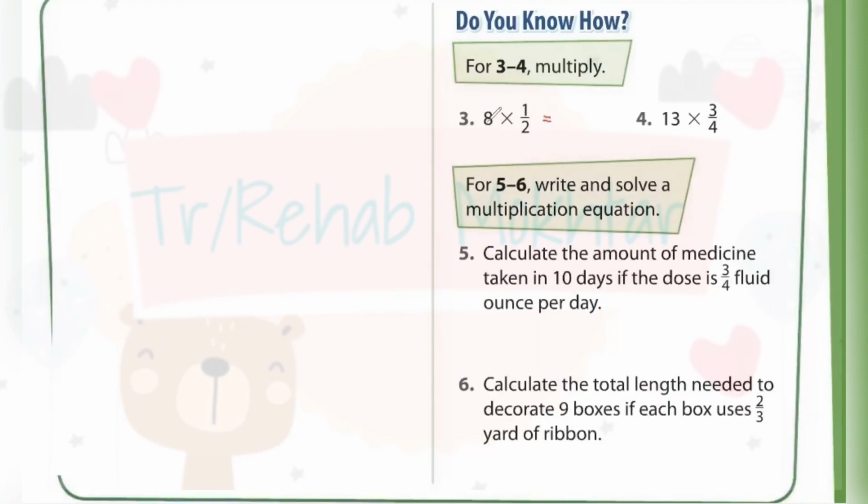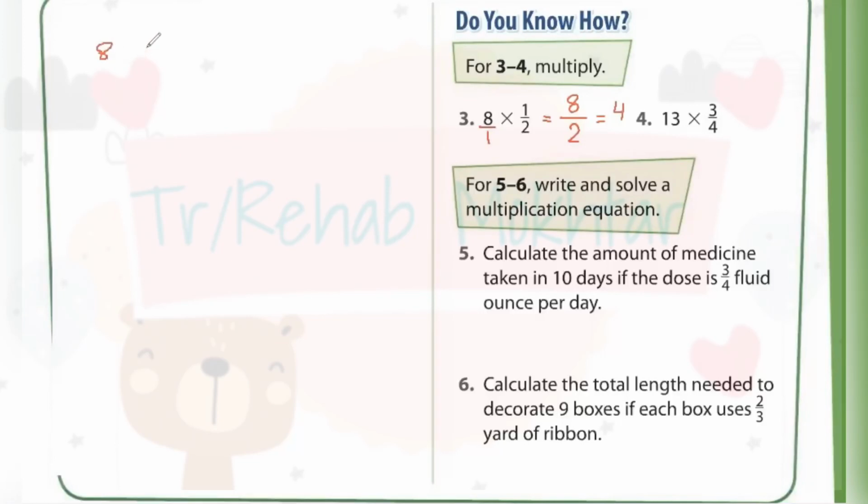I can multiply numerator by numerator, and here the denominator is 1, denominator by denominator. 8 times 1 equals 8, and 1 times 2 equals 2. 8 out of 2, or 8 divided by 2, equals 4. Teacher, do I have another way?